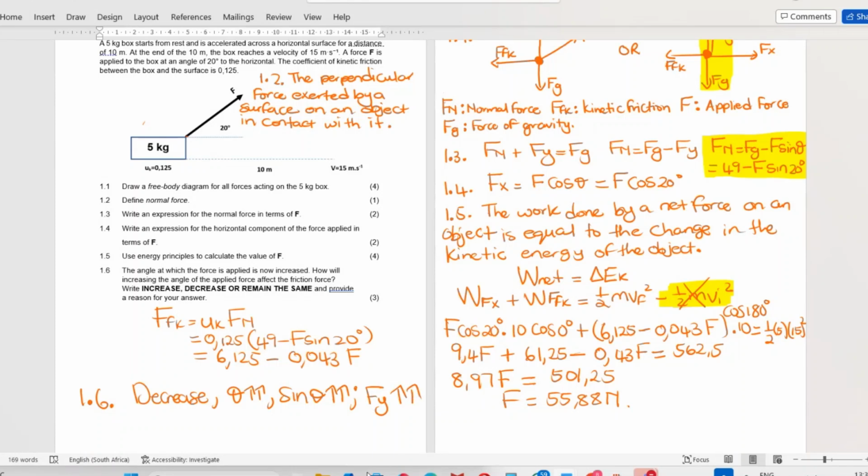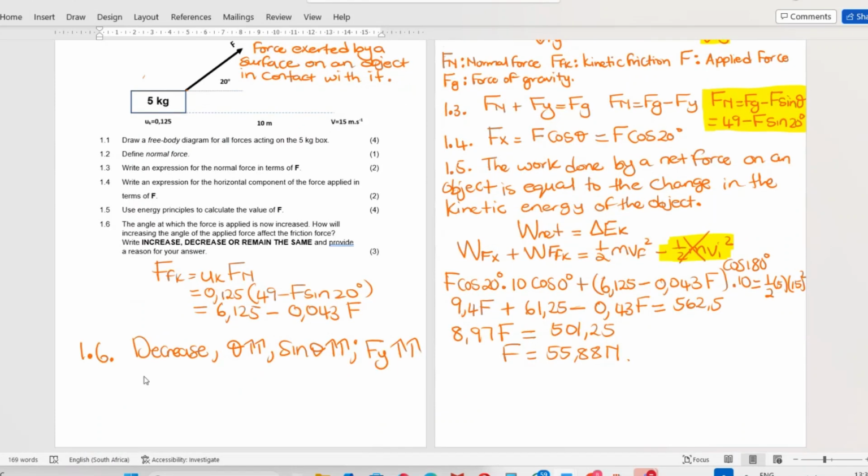If the lifting force Fy increases, remember the expression for normal force was normal force equals Fg minus Fy. So if this increases, then the normal force decreases. If the normal force decreases, then remember, the frictional force Ffk is directly proportional to the normal force. So if the normal force decreases, then the frictional force should also decrease. And that would be the answer. I hope that helps. Thank you.